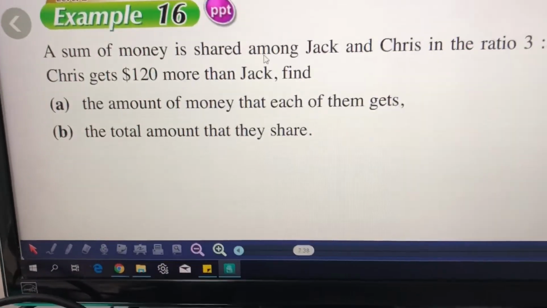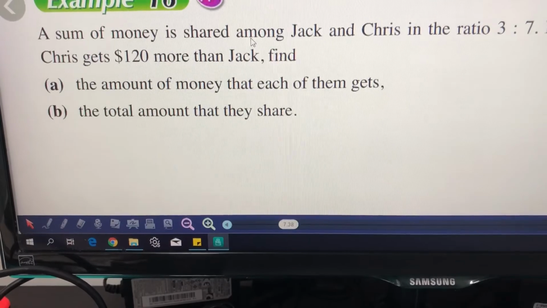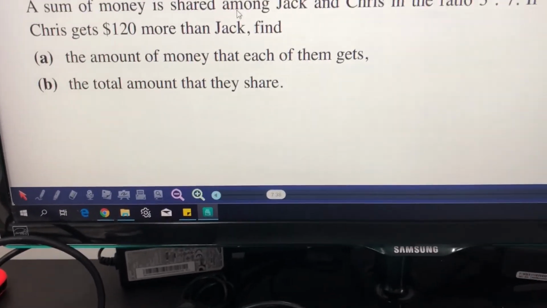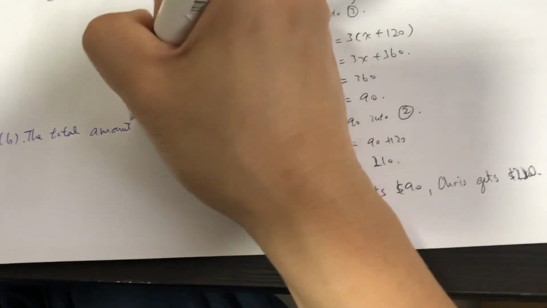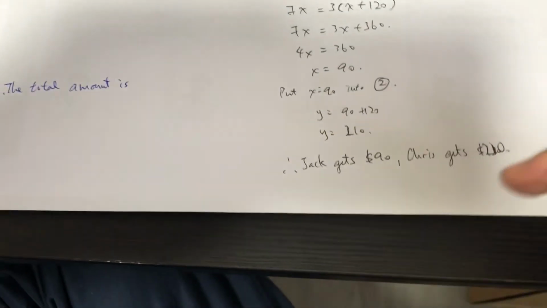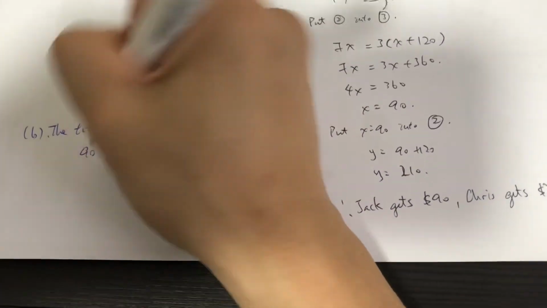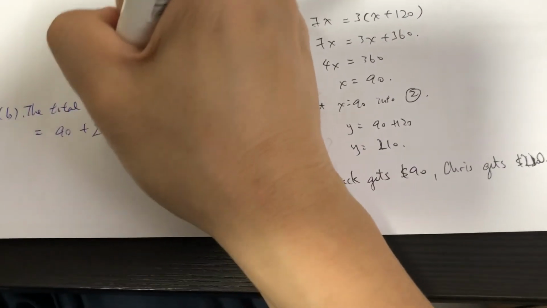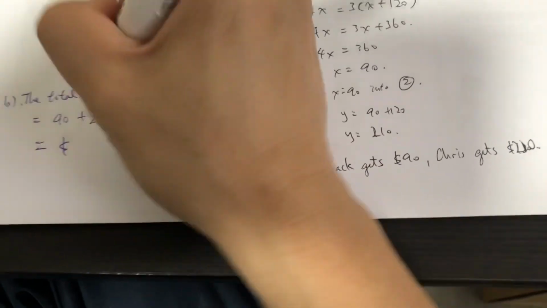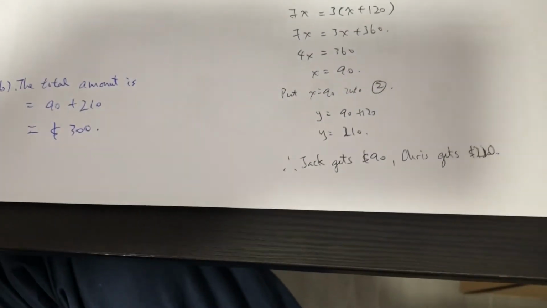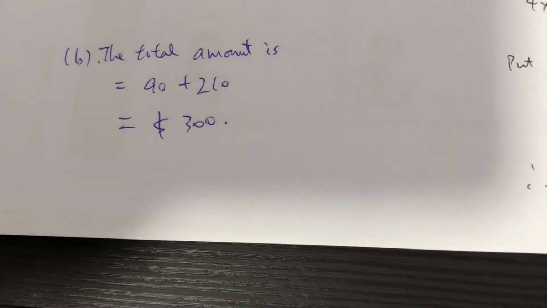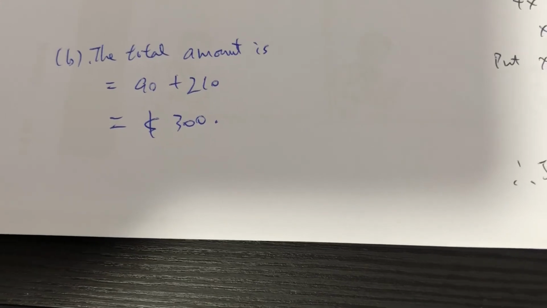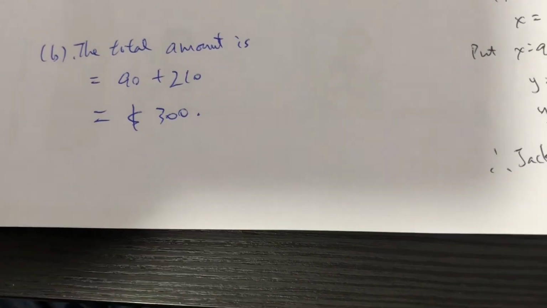For part B it's quite easy because you just need to find the total amount. So you just add them up together. Alright, so that's the end of the whole question.